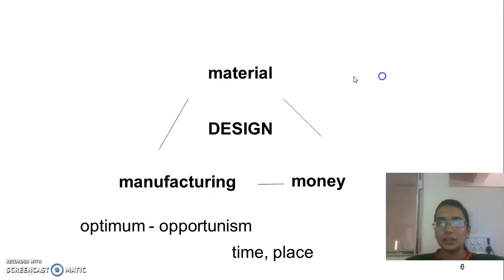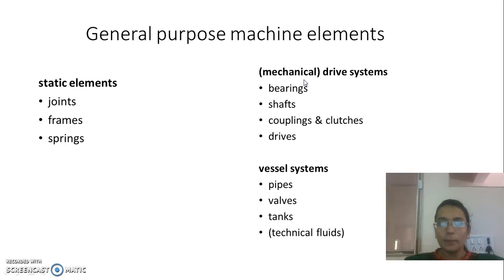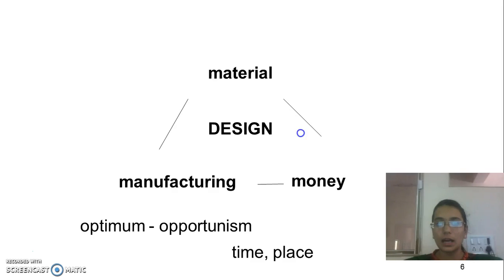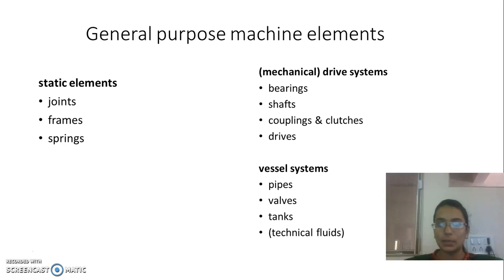In the mechanical driving system, we are considering the bearing, shaft, coupling, clutch, and the drive. The bearing is the equipment used to transmit the power, as well as the shaft, coupling, and the drive. So all four of them are used to transmit the power from one shaft to another shaft, or you can say from one equipment to another equipment. All these things should be designed in the design of machine element.